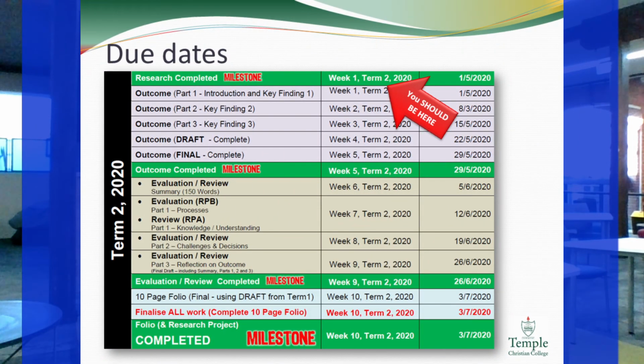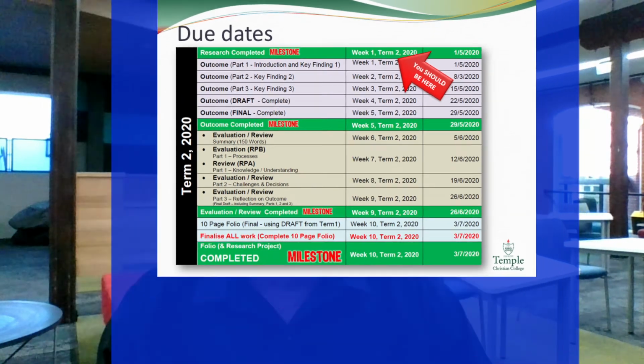Here are the dates. So the outcome, you should be at this point here, week 1. Do the introduction and the key finding 1. And then I'll draft that and give that back to you. Then you'll be able to use that information to help you with your second key finding. Draft it, give it back to you. Key finding 3, then I'll do a complete draft of the whole lot, and week 5 you hand up your outcome complete. Following that, you can see where the evaluation is, and then your folio after that. So this is the timeline we'll be using for the rest of the year.